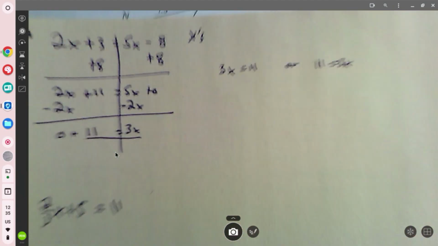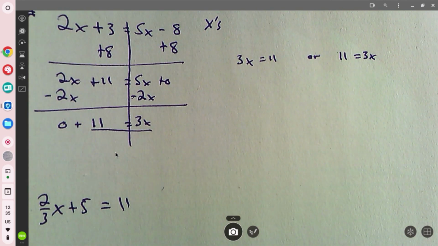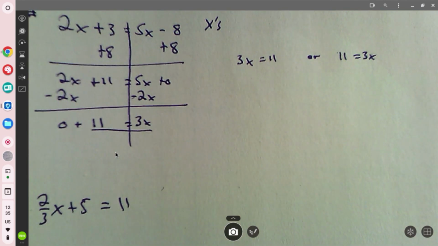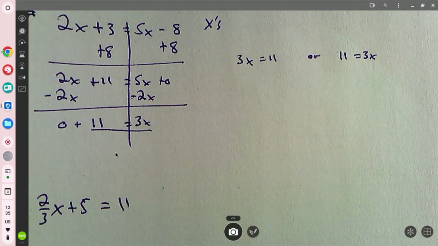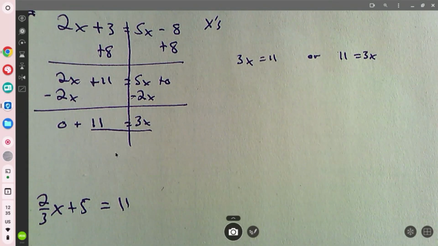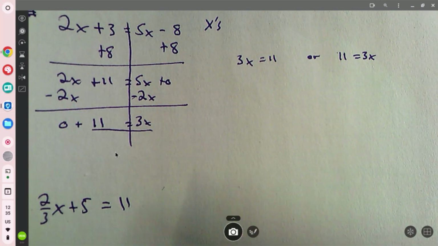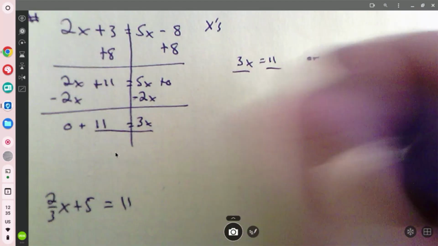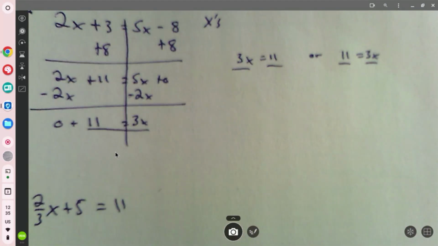I want to get a single x by itself. Let me zoom in. Sorry, I did get a little bit small. Right, I want to get my x to be by itself, but there are 3 of them being multiplied. So what's the opposite operation of multiplication? Division. What number am I going to divide to get a single x?